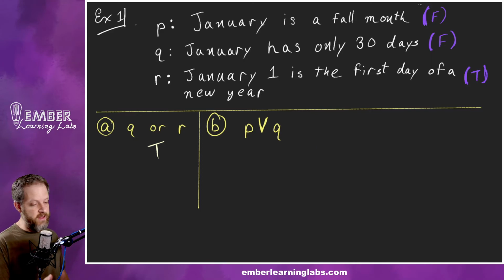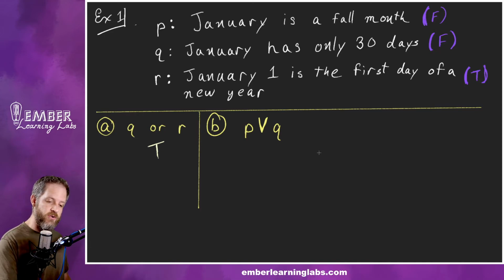So if only one of them is true, it works. Q is false, so neither one of them is true, which means this is a false statement. We didn't have even one shred of truth in this statement. Not even one little bit, right?